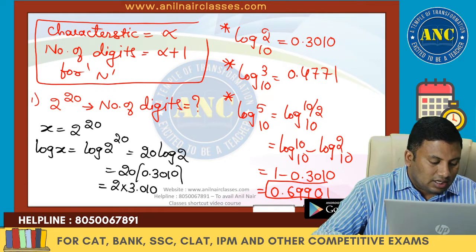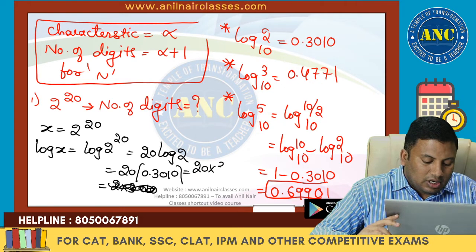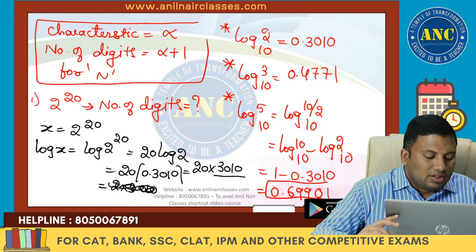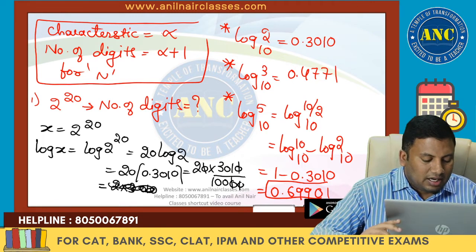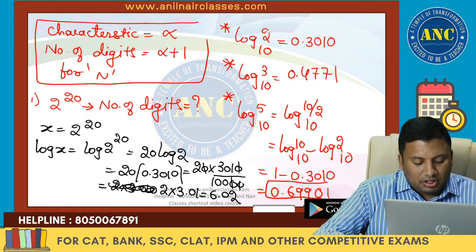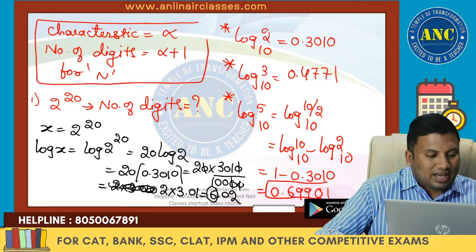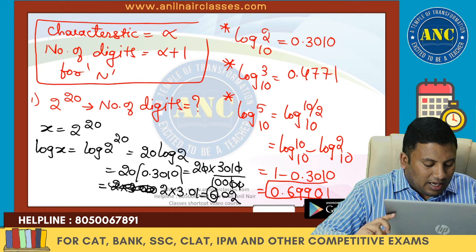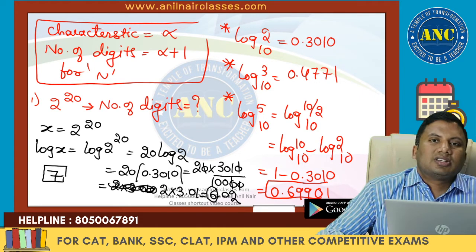We will do the first problem like this, so that non-maths students also will understand. 3010 by 4 zeros. So, 2 zeros will get cancelled. 301 by 100 is 2 into 3.01, which is 6.02. Anything before the dot is the characteristic. We got the characteristic. Number of digits will be characteristic plus 1. So, the answer is 7.